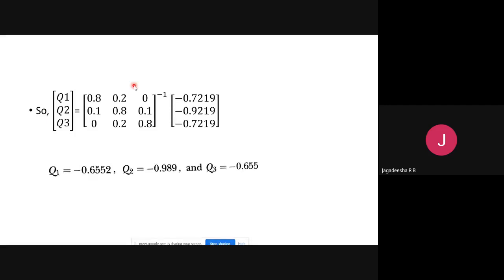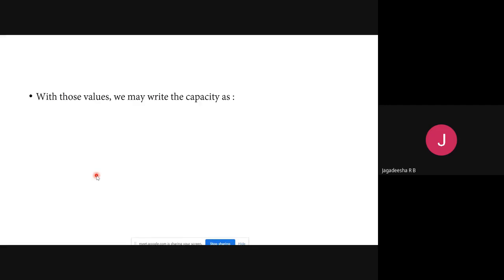So when you find out the inverse and multiply with these values, you should be getting Q1 is equal to minus 0.6552, Q2 is equal to minus 0.989 and Q3 is equal to minus 0.65. With these values, we can directly substitute in the equation of channel capacity. Channel capacity is nothing but log of 2 power Q1 plus 2 power Q2 plus 2 power Q3. Since we know these values of Q1, Q2 and Q3, it becomes easy for us to find this value, which is 0.828 bits per symbol.